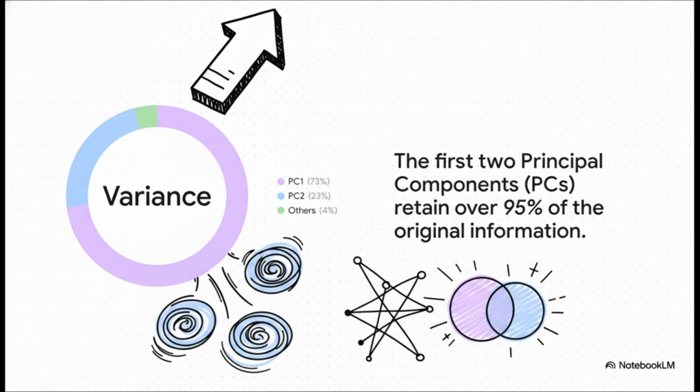After we run PCA on this data, the very first new component it creates, we'll call it PC1, explains a whopping 73% of all the variation in our original 4 columns. Then you add in the second component, PC2, and together, they've captured over 95% of the original information. It's incredible. We've gone from 4 dimensions down to just 2, and we've lost almost nothing important.